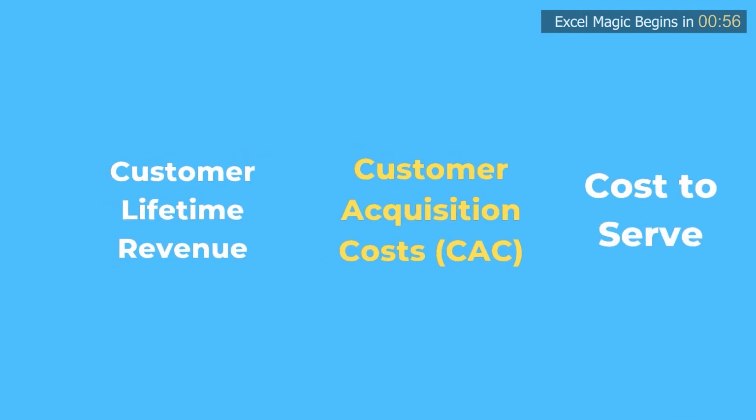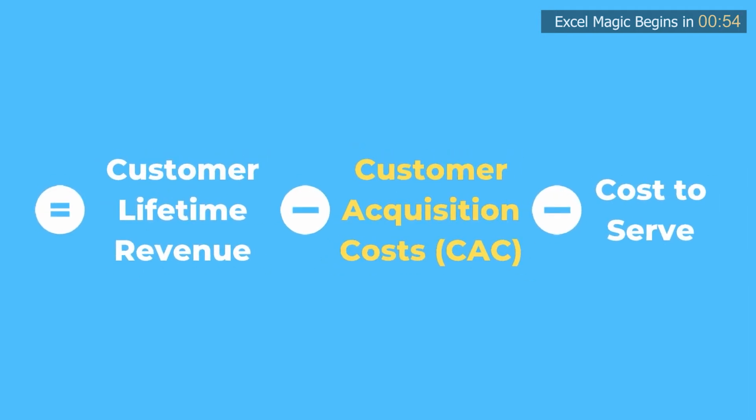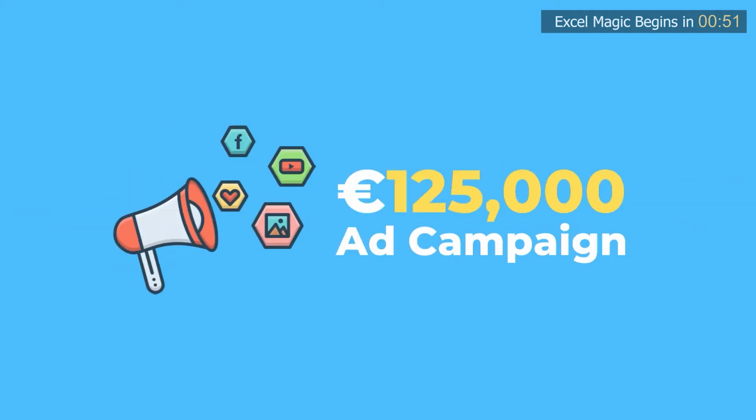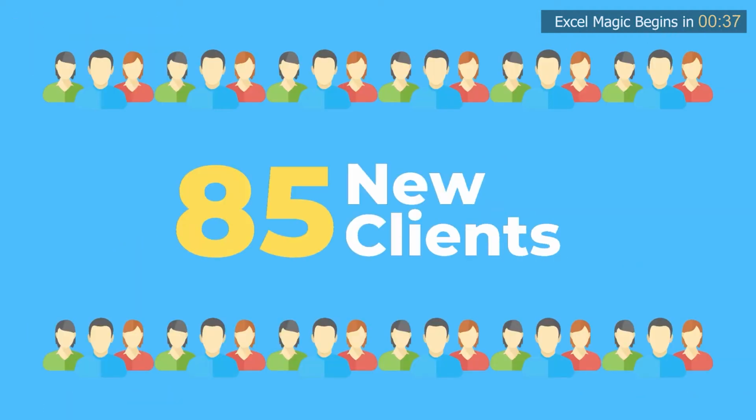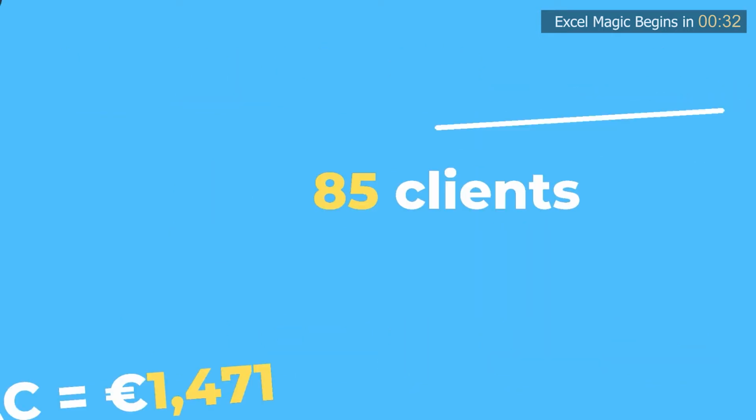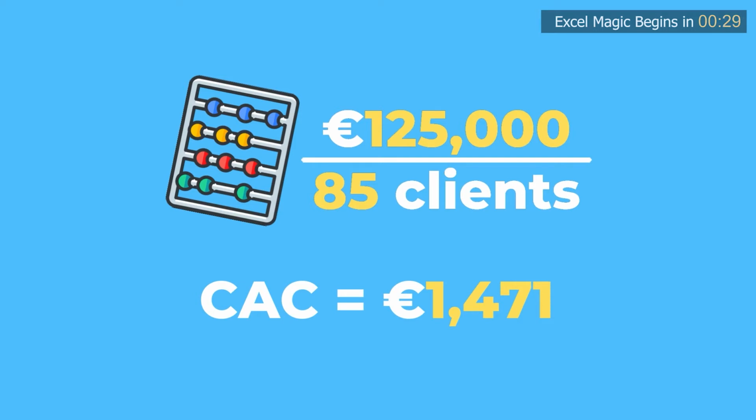The next item in the equation is the customer acquisition costs, or CAC. So we hire an external company to run a social media campaign for our brand and pay a price of 125,000 euro. Tracking the source of our newly signed customers, we can identify that this campaign resulted in 85 new signups for our services. The customer acquisition cost is then the campaign cost of 125,000 divided over the number of newly acquired clients, resulting in 1,471 euro per acquired customer.